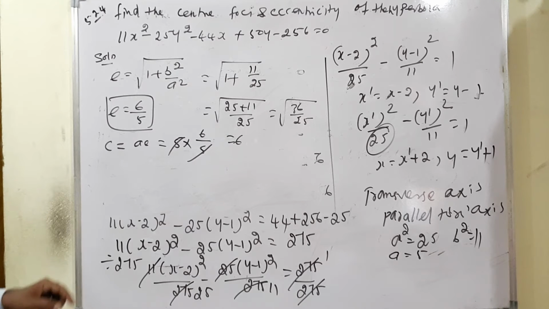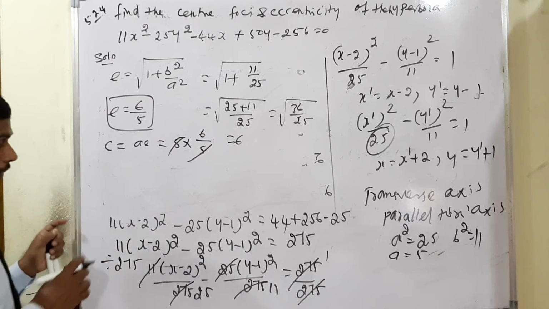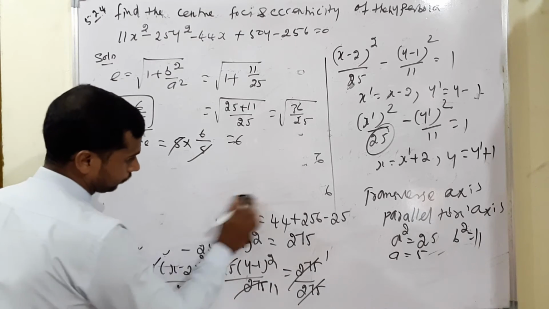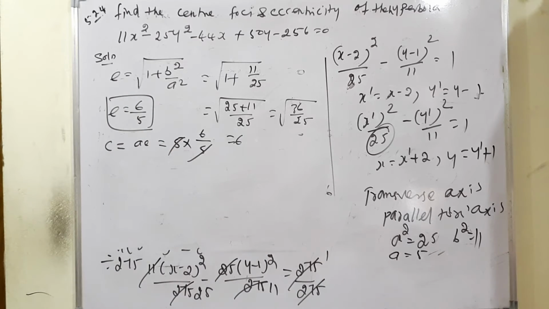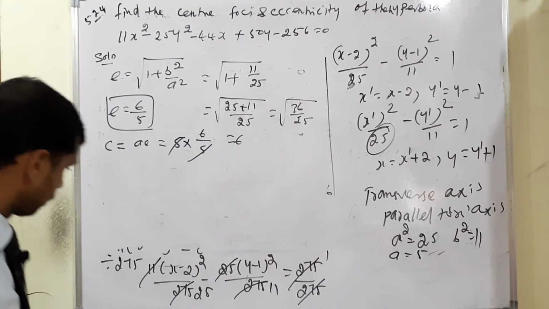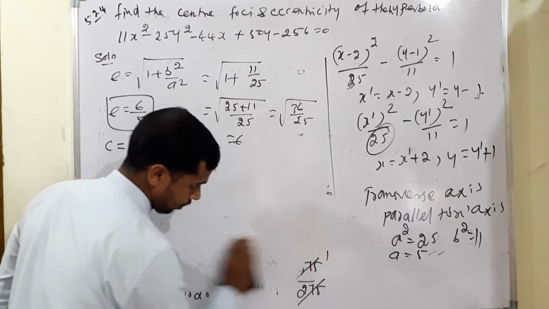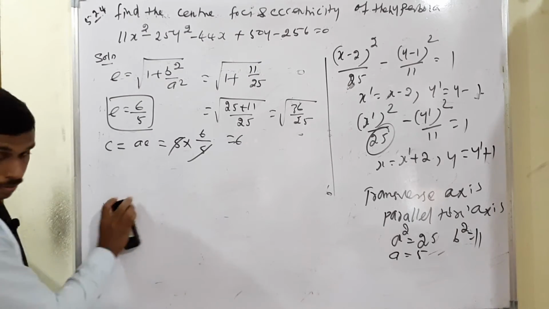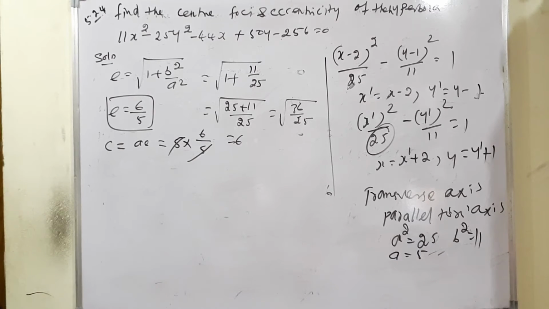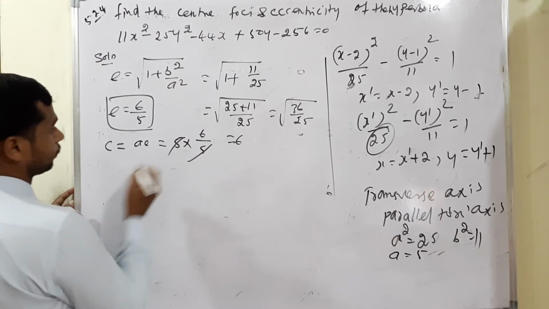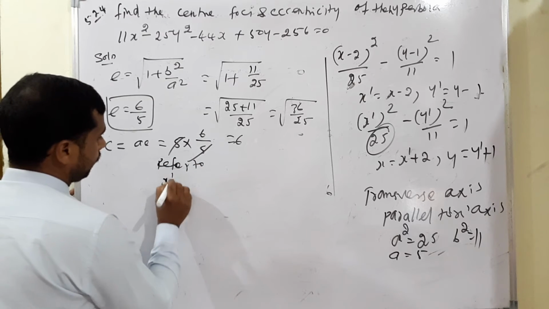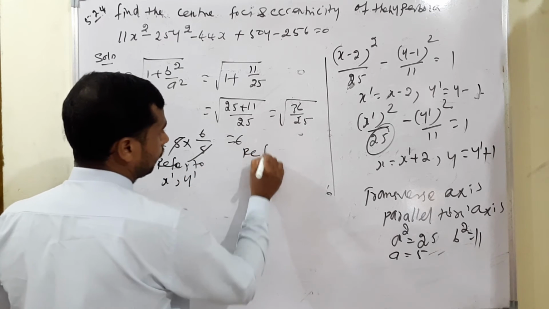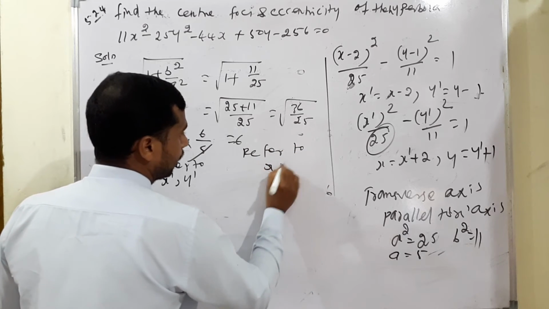Now, I am moving to apply tabular column. Tabular column means the value, so now refer to x dash and y dash and refer to x comma y.